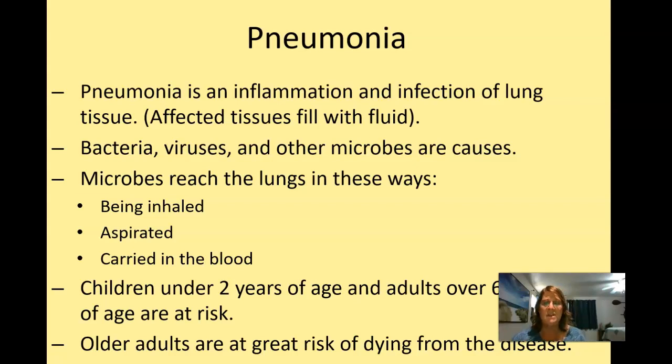When you have someone who has dysphagia and they inhale food or fluid down into their lungs, it can cause a pneumonia, or it may get carried in the blood. Generally, it's more common in children under the age of 2 and adults over the age of 65. And our older adults are at the greatest risk of dying of this disease. So when we have dysphagia patients, we need to be very, very careful with them. And there is a pneumonia vaccine, and usually they will give it to people in the nursing home. They do recommend it for people usually over 60 years of age to get the pneumonia shot.